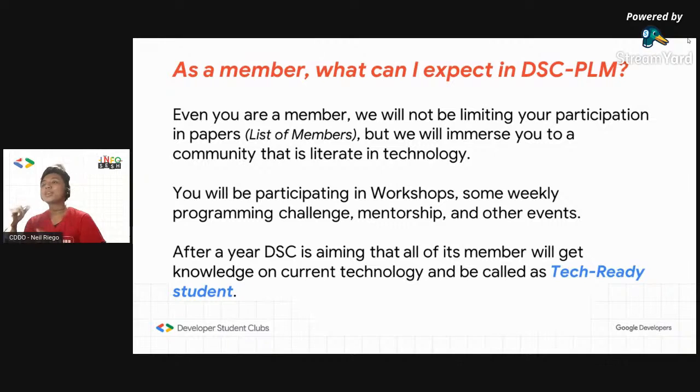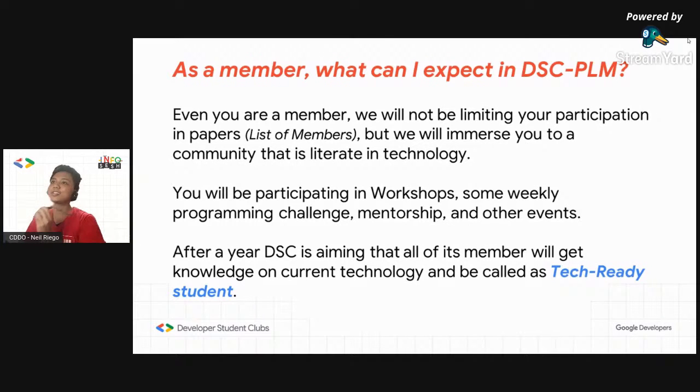Kasi ayaw namin may maiwan. Kasi hindi na kayo basta member, part of a family na kayo. Parang tayo, isang chapter ng DSC sa mundo. Isa tayong family ng DSC sa mundo. And kayo yung mga kamag-anak namin. So we will be expecting to know you more and to engage, makasama kayo ng mas maganda, and also teach you lahat ng alam namin sa technology and nourish you.